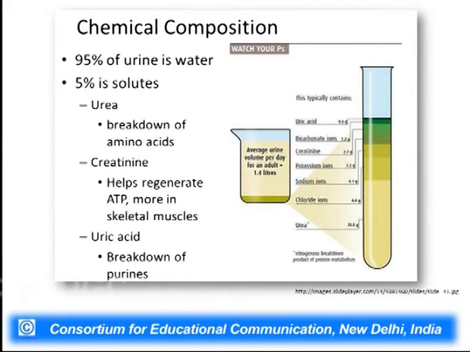Now, where exactly are these particular substances coming from? The 5% solute contains urea, which is majorly formed from the breakdown of amino acids, while creatinine helps to regenerate ATP and is present in larger amounts in skeletal muscle cells, while uric acid is generally formed by the breakdown of purine. All these compositions are shown over here, and how exactly they form the urine.